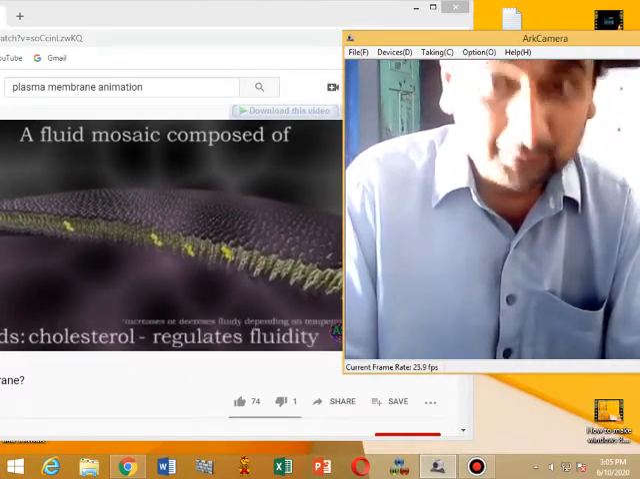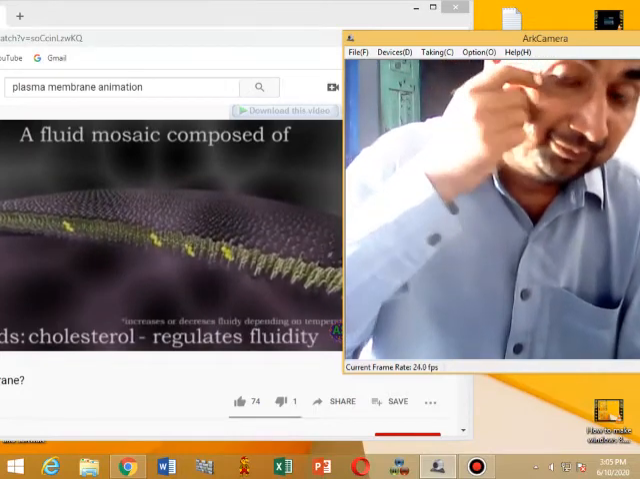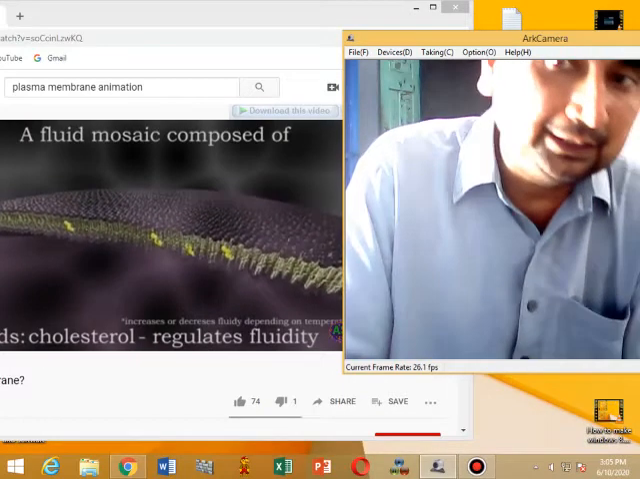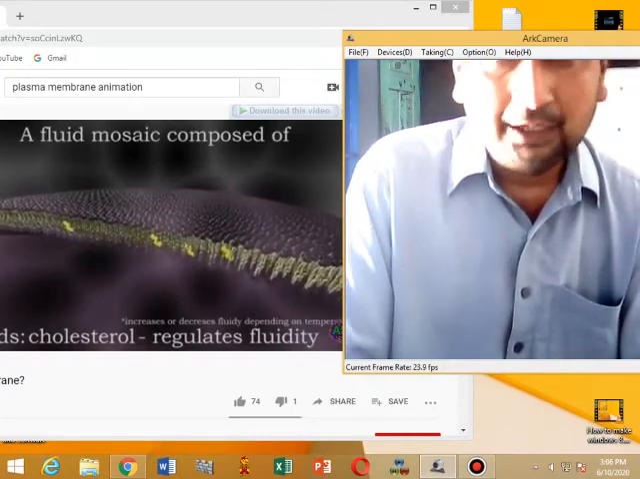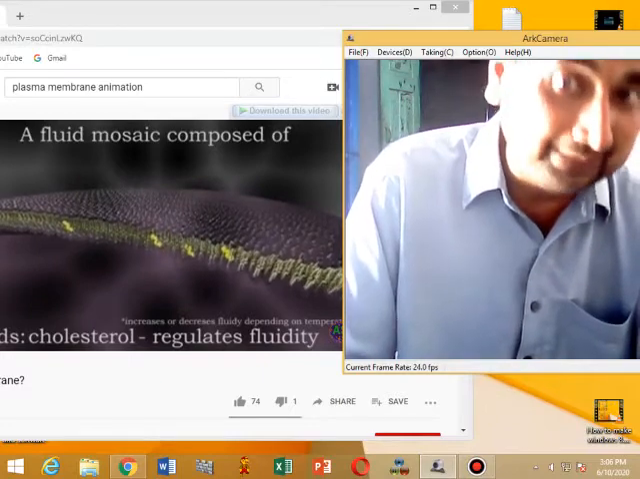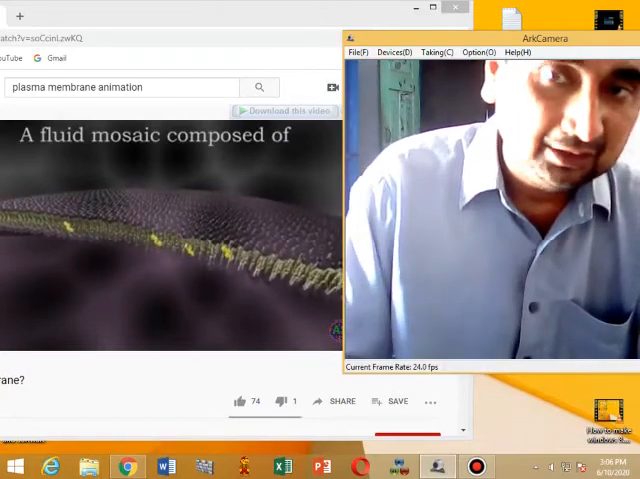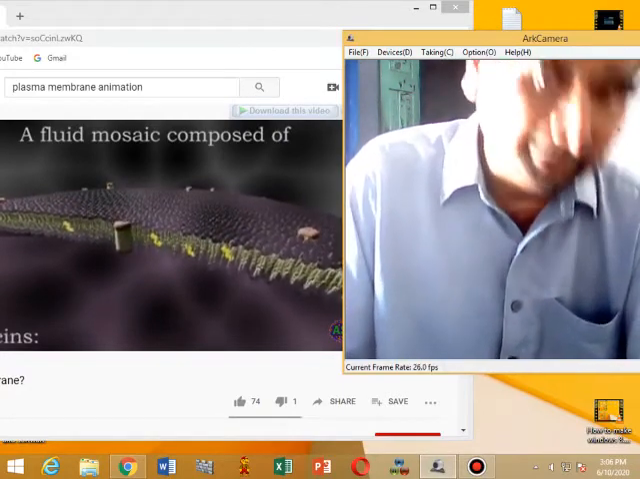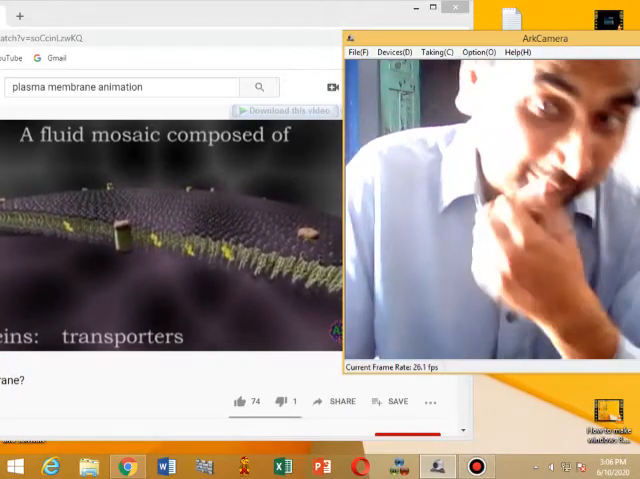Most biologists do not accept this model. They believe that the protein molecules are not sandwiched in the lipid bilayer, but are confined to the surface of the lipid bilayer, or are embedded in the lipid bilayer in a mosaic-like fashion. So it is called the mosaic model, the fluid mosaic model of the plasma membrane.